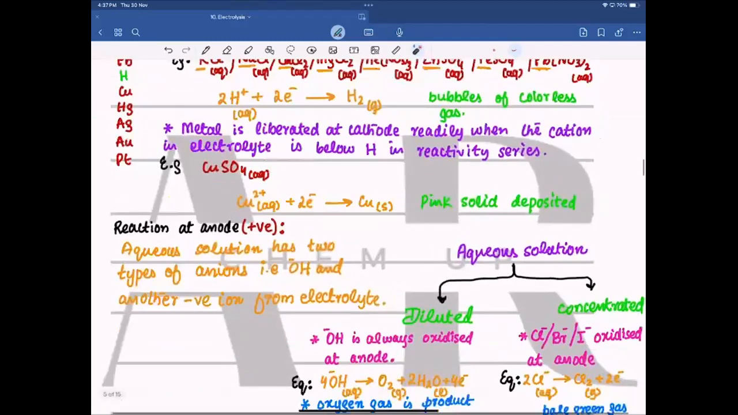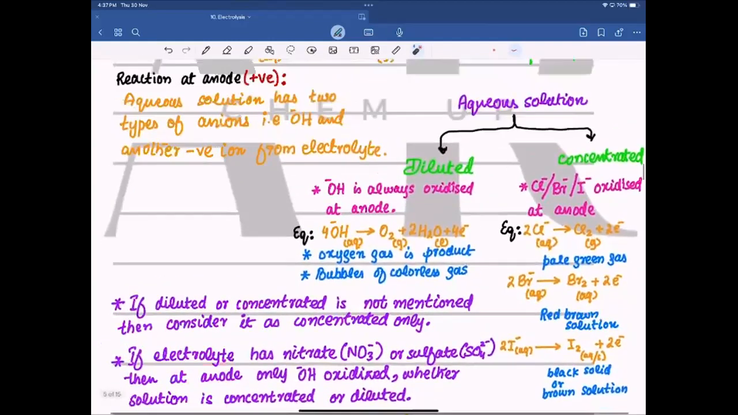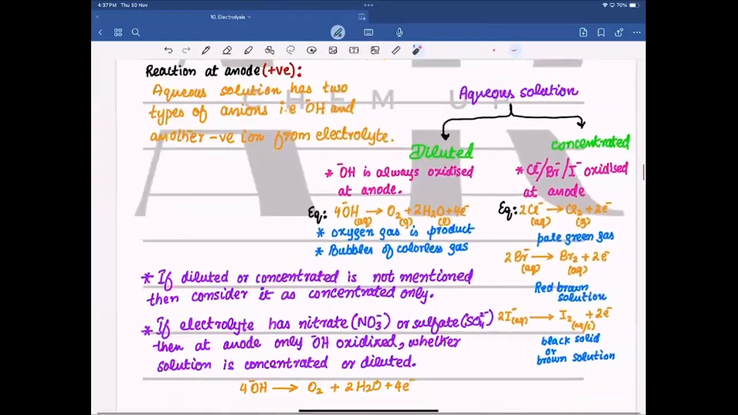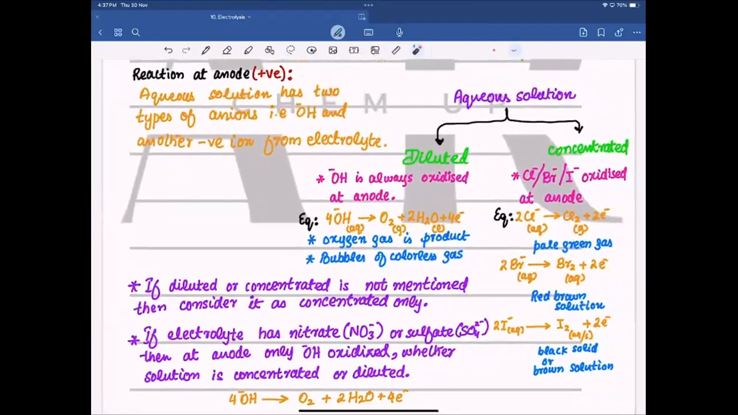Okay, now the reaction at the anode. It is a little different. On the cathode, we decided the ion which is going to reduce is due to its lower reactivity. Among the two positive ions, the one of lesser reactivity undergoes reduction at the cathode. But at the anode, there are two different scenarios. We look for the amount. The solution can be either diluted or concentrated.